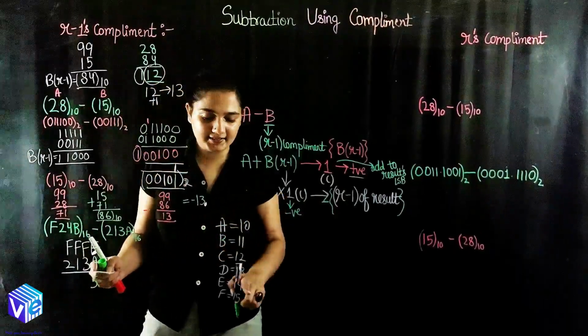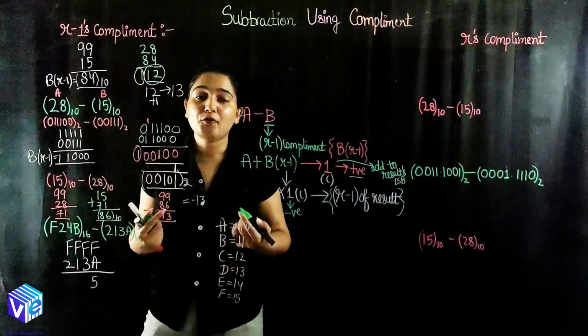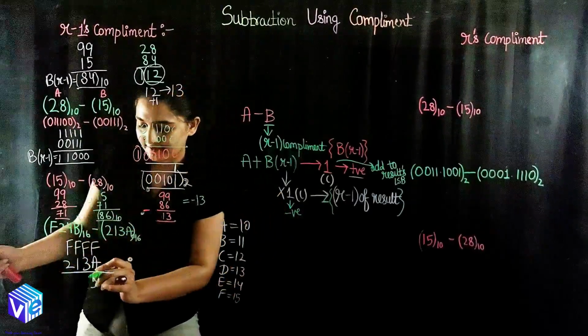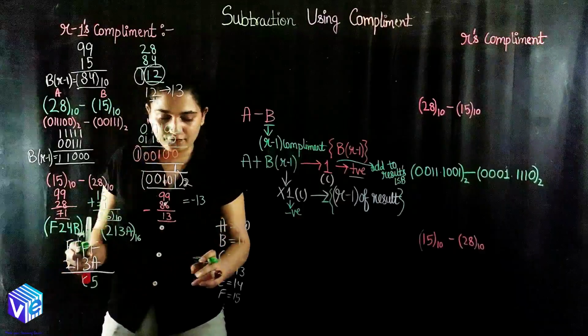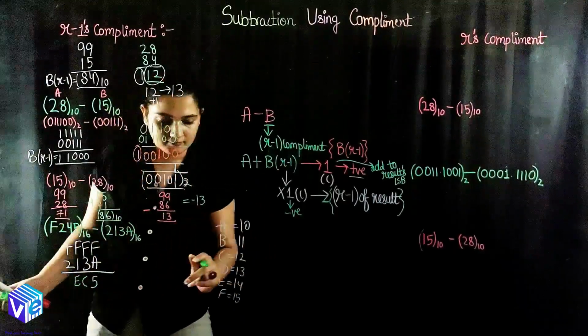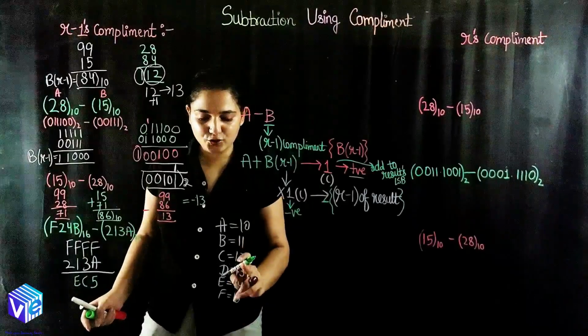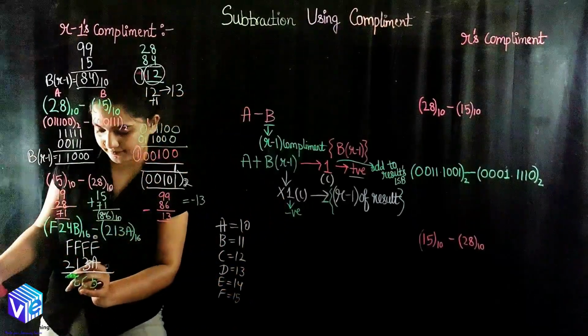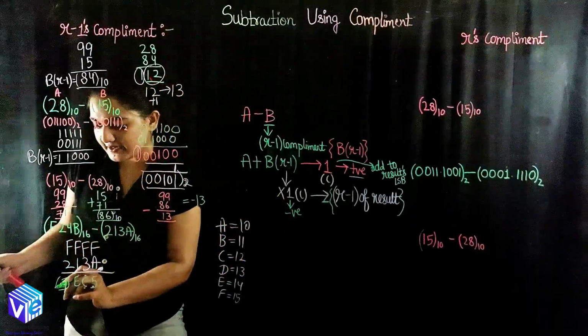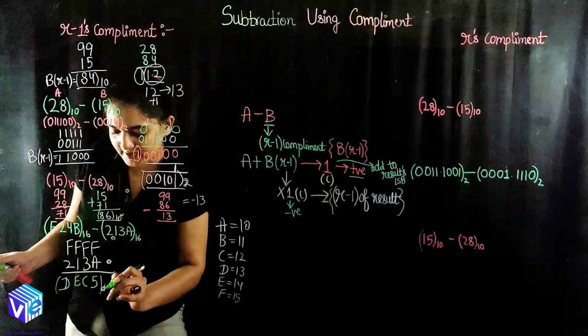So F minus 3. F is 15. What is 15 minus 3? It is 12. What is 12? 12 is C. Okay, so 15 minus 1 is 14, which is E. 15 minus 2 is 13, which is D. So now I have computed the r minus 1 complement of B.